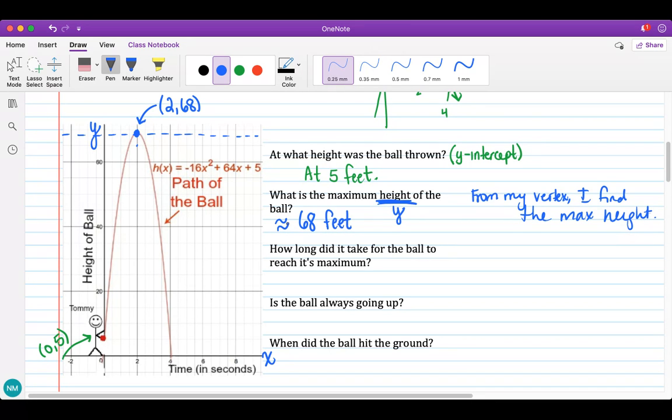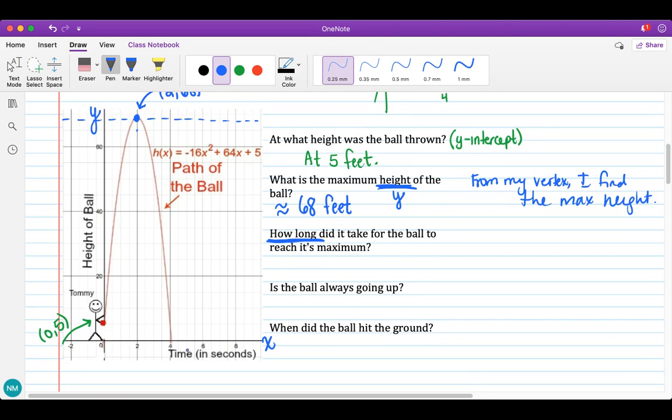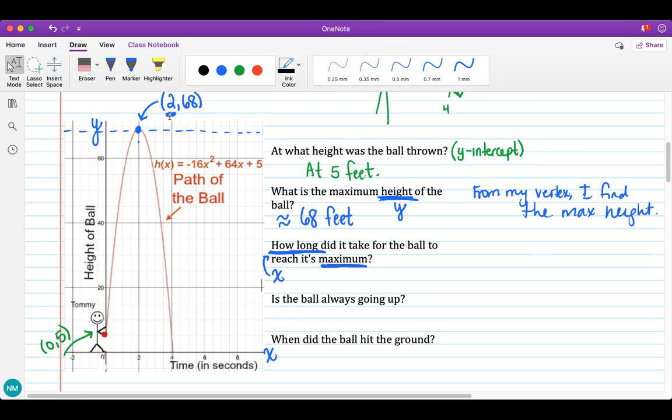So it's 68 feet. How long did it take the ball to reach its maximum? So how long? Is that looking for an x value or a y value? It is looking for an x value because how long is time, and here is time. So it says, how long did it take for the ball to reach its maximum? So again, we're talking about the maximum, but we're not asking what is the maximum. It's saying, how long did it take for the ball to get to 68 feet? And we know that from the x value of, so let me write x here, right? We know from how long. So I know it's going to be 2 seconds.